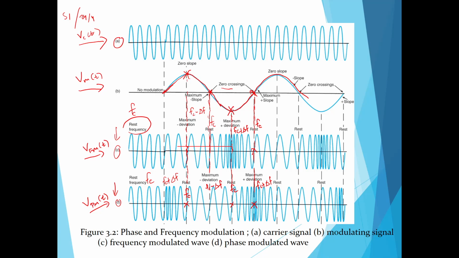So we have asked this question previously, where we give three waves: the carrier, the modulating signal, and either FM or PM. We give a carrier, we give a modulating signal, and we give either one of these. And the student needs to know whether this is FM or PM.